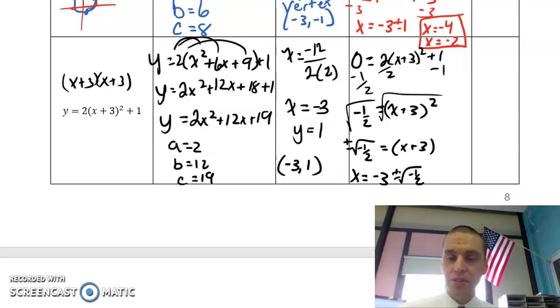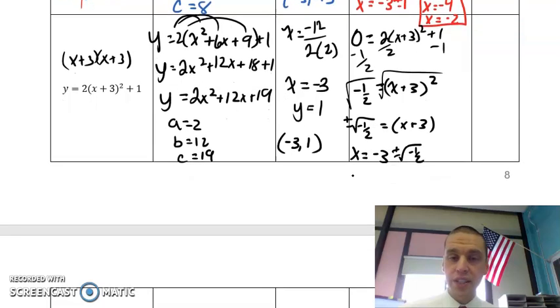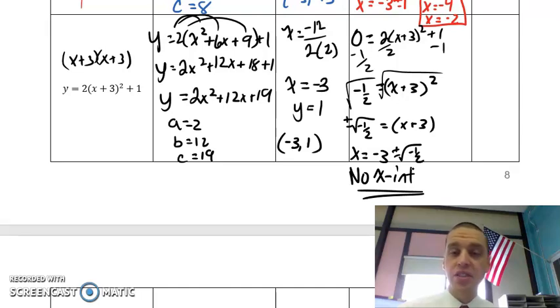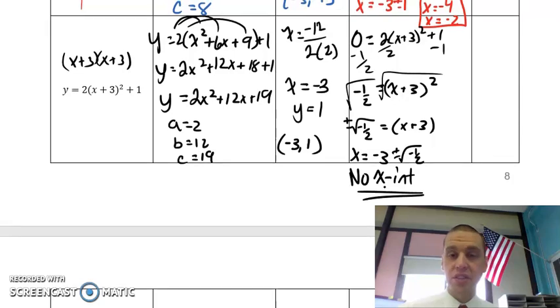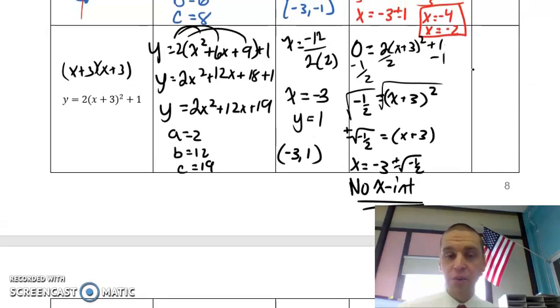What do we know about square roots or radicals? An even radical can't have negatives, and so therefore you would write down no x-intercepts. There are no x-intercepts. We're going to get into this later on, but they're going to be called imaginary roots. So this is imaginary because we have a negative square root, and therefore there are no x-intercepts. Final part, for the y-intercept, you look at the c value, y equals 19. Probably should have written this as a point, but that's how you would do it.